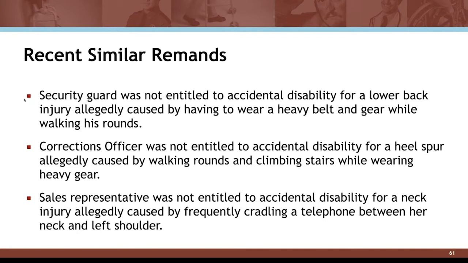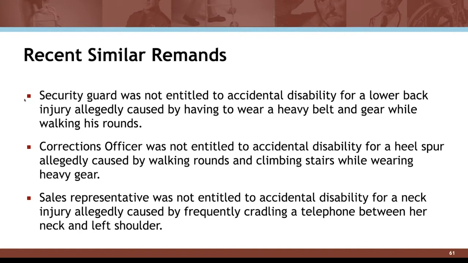Okay, but in the first matter, it was a security guard who had to wear a belt with some gear. He estimated that it weighed about 30 pounds. He said that it weighed him down when he had to walk his rounds at the university campus, and that his back eventually wore down and caused him to be incapacitated from working as a security guard. Well, that job duty involved a common movement, okay, walking around. That's frequent to many, both in and out of work. So we did not find him eligible for that and remanded it back to the board.